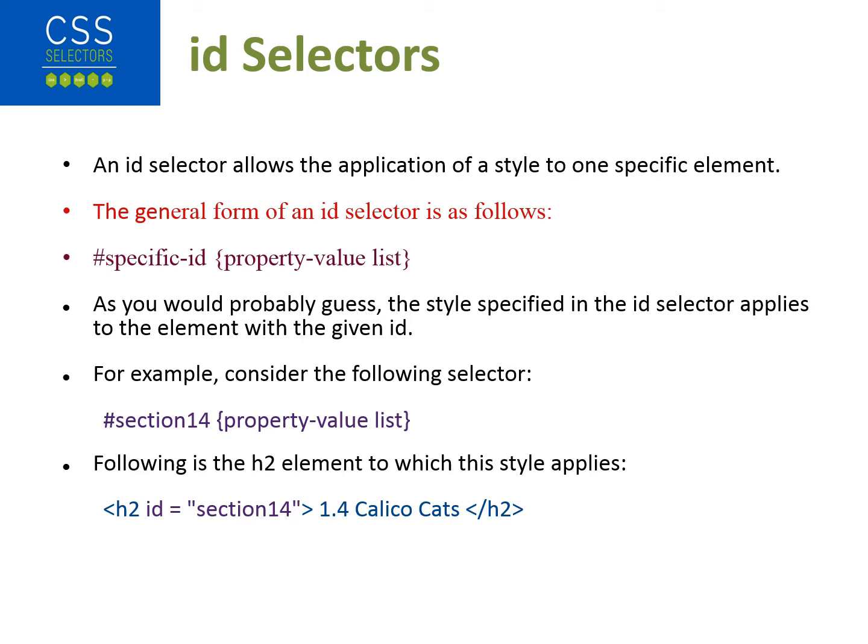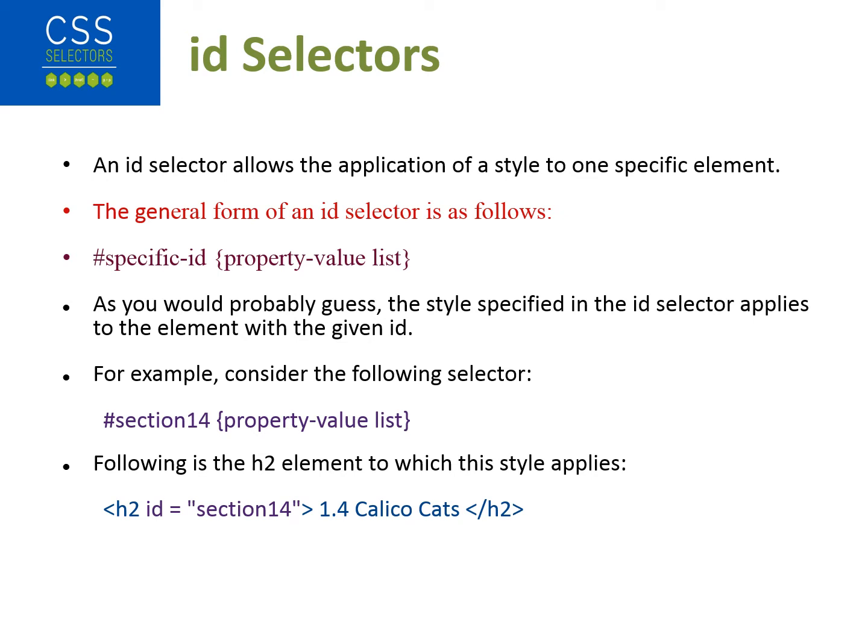Now we can see the ID selector. An ID selector allows the application of a style to one specific element. The general form of an ID selector is as follows: hash, specific ID, then property value list. This selector allows application of a style to one specific element only. The general syntax is that it should start with a hash symbol, then comes the ID name, then the declaration block. Inside the declaration block we can specify the property value list.